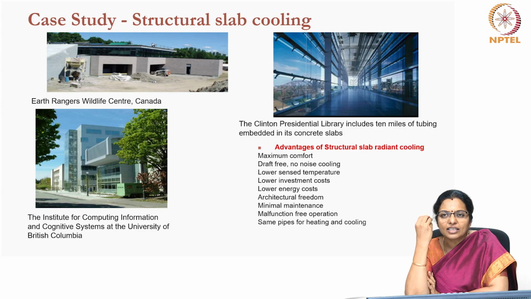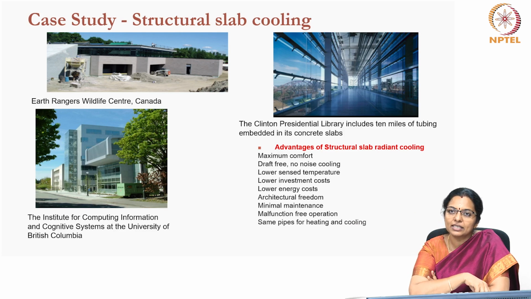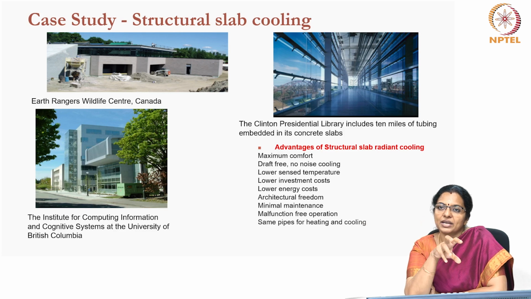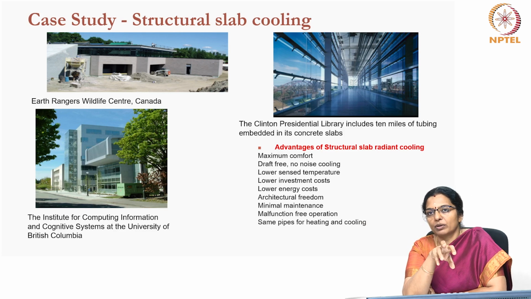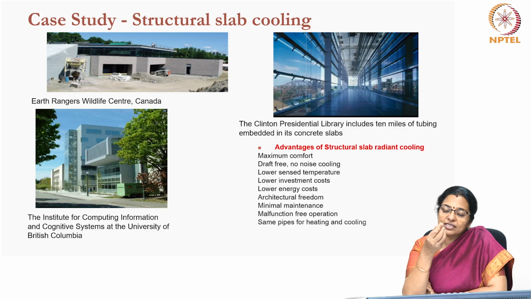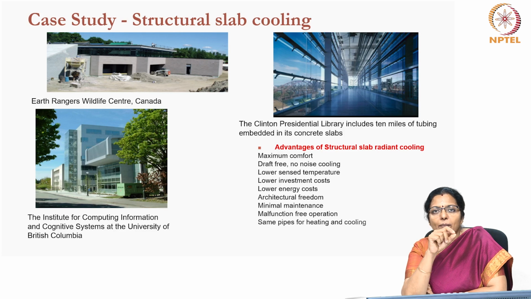It does not interfere in the architecture or the designing, because for other passive strategies, say like the sun space, you need to have an extra space, which means architectural intervention becomes important there. Whereas since the pipes are embedded in the roof, it has got nothing to do with the architecture or the aesthetics of the designer. Minimal maintenance is required, malfunction free operation, and the same pipe can be used for heating as well as cooling.